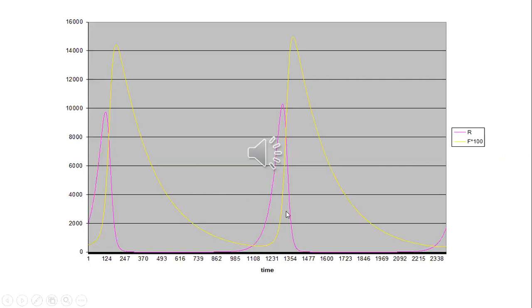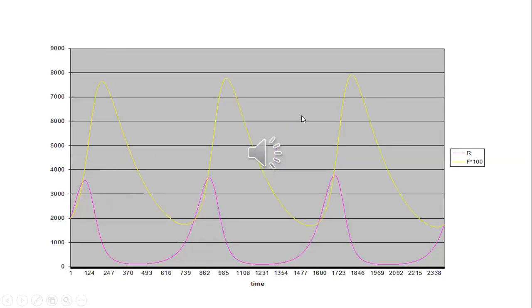Okay, so actually we do seem to have nice periodic behavior here, but different peaks and different periods maybe. And here it is for initial population of foxes of 20.